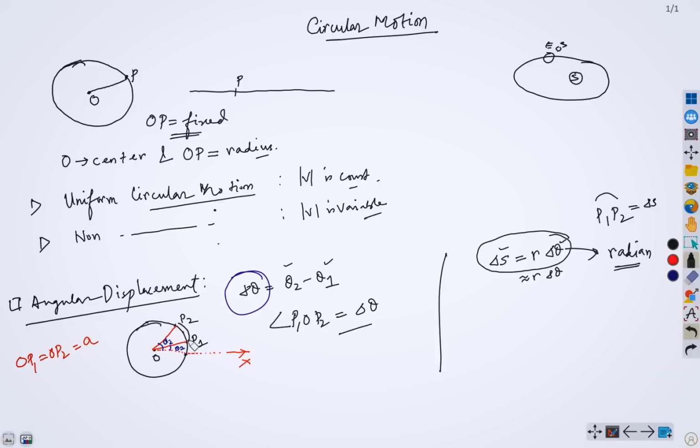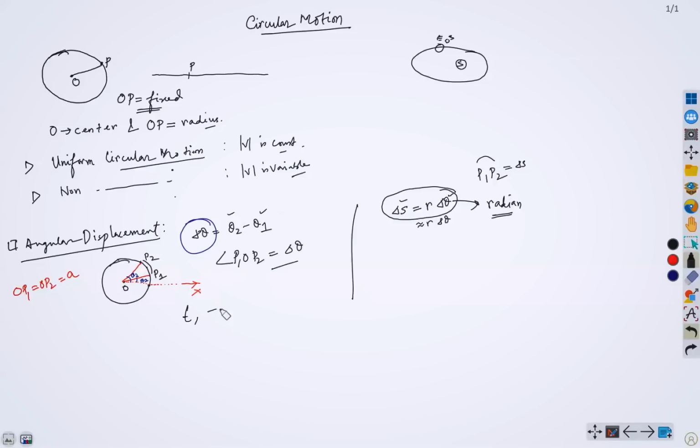Now, as I mentioned, since the particle is moving along this circular path, at any given time its position will change. Say at t1 the particle was at position p1, at t2 the particle was at position p2, and at t3 the particle will be at p3. Since the particle is moving, its positions change with respect to time. So similarly, theta 1, theta 2, theta 3 will also change. Angular displacement, angular positions of the particle, everything will change.